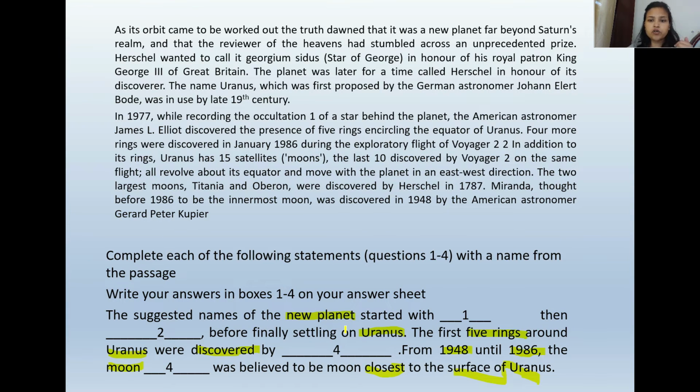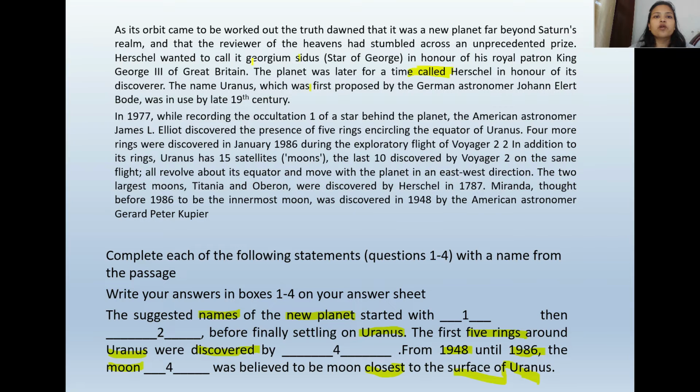It's talking about a new planet and its name. As its orbit came to be worked out, the truth dawned that it was a new planet beyond Saturn. Here it is not mentioned about the name. Okay, its synonym is given. Let's read from here, we got the synonym. So let's read one sentence above and one sentence below.